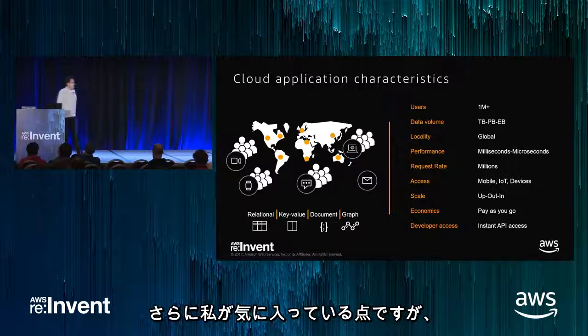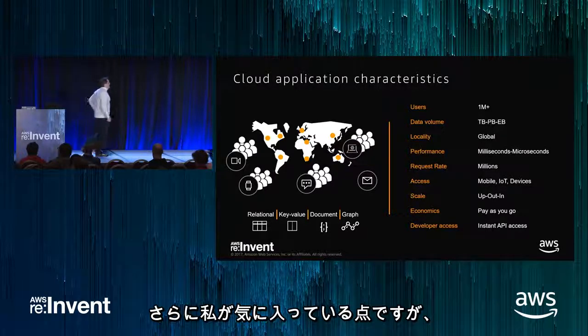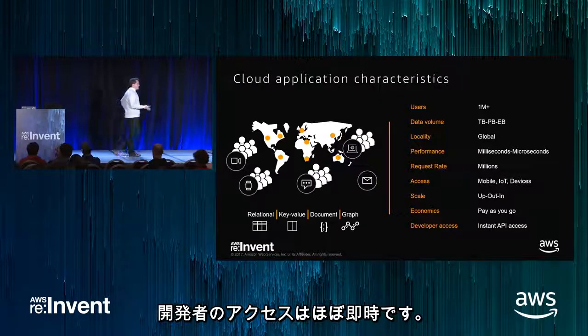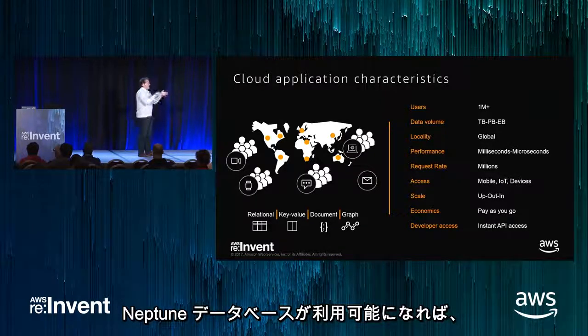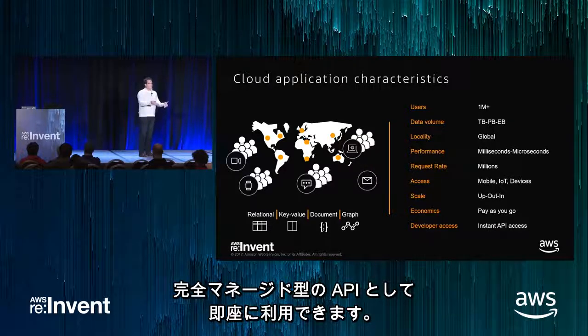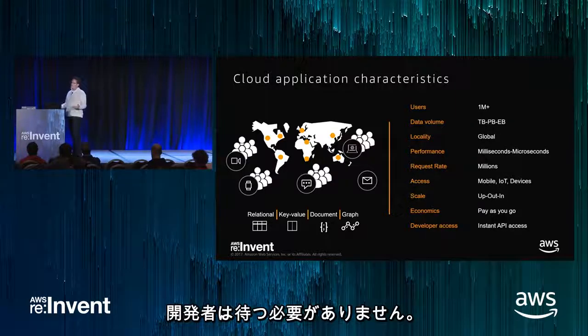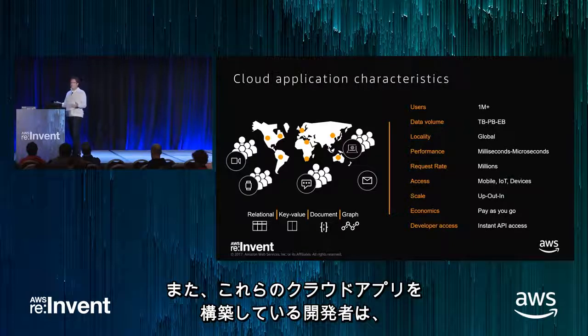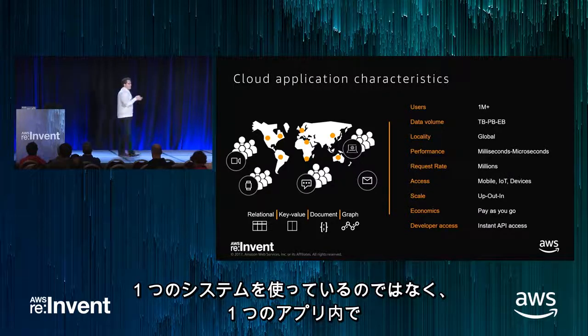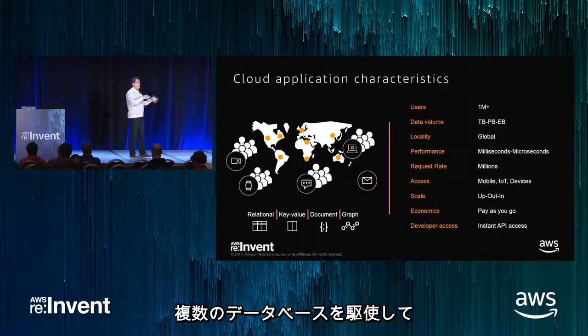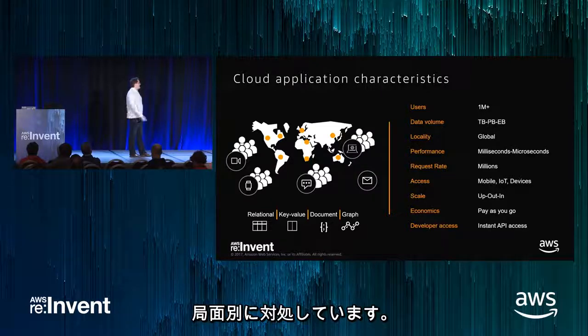And then my favorite thing here is that developer access is almost instant. As a Neptune database comes available, it's a fully managed API. It's instantly available to you. The same thing with ElastiCache for Redis. Developers don't sit around. And we often find that developers building these cloud apps are not using one system. They're actually using multiple databases in a single app to solve different aspects of it.